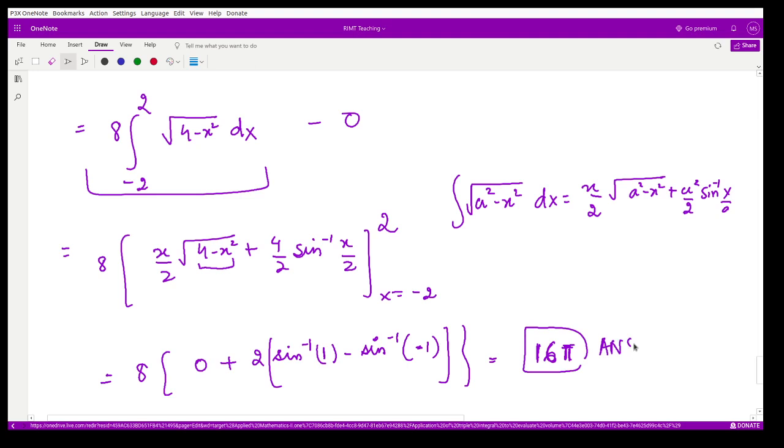So I hope you got this concept of calculating volumes using triple integration.